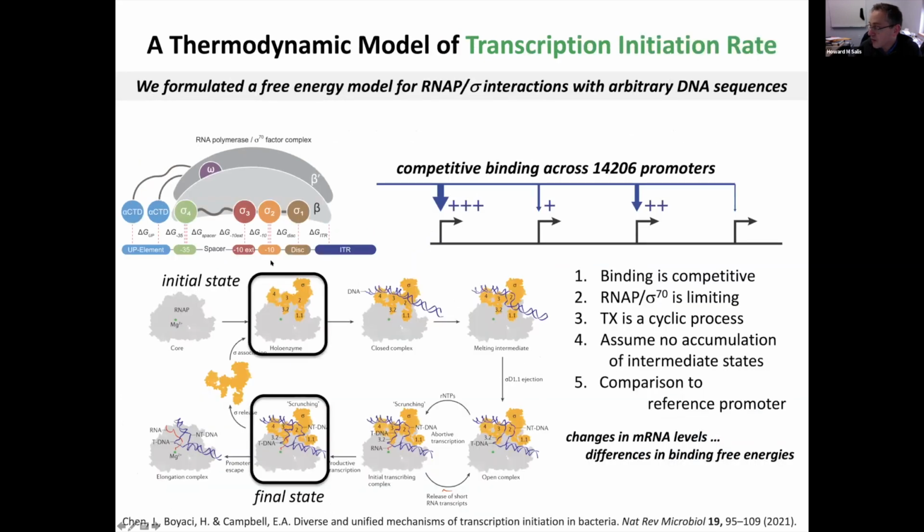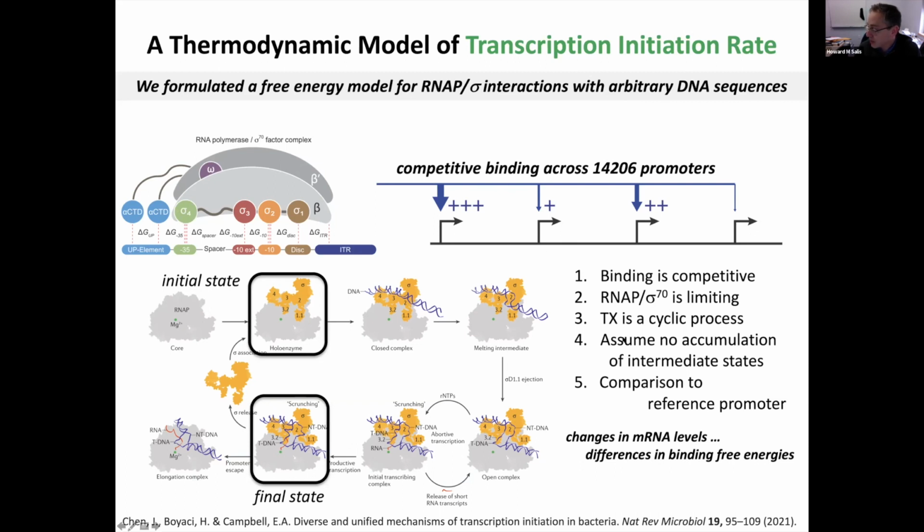And so then when we go to develop and formulate our free energy model, we have to keep in mind that we have already set up a competitive system. So we have our 14,000 plus promoter sequences that are all competing to bind to RNA polymerase and sigma 70. And there isn't enough RNA polymerase and sigma 70 to go around. So it's definitely a limiting reagent. And so that first step for recruitment is very important for controlling transcription rates. And we've set up a competitive process where the promoters that bind best to RNA polymerase and sigma 70 will have the highest transcription initiation rates. So that's the first step.